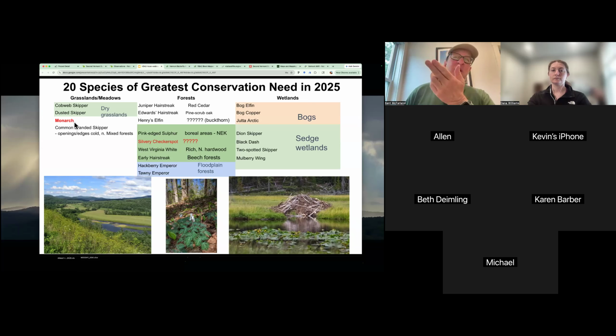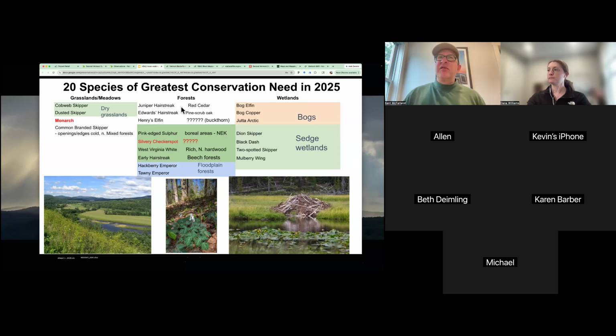We all know where we can find monarchs. They're actually pretty common in Vermont, but they are a species of greatest conservation need because their migration is in danger. Then we have another grassland type, which is common branded skipper, which is new to the list. This one is really only in the northeastern sections of Vermont, in grasslands on open edges of forests, or in mixed forests at higher elevations, which we can talk about. So you can see I already started this myself, just breaking these things down.